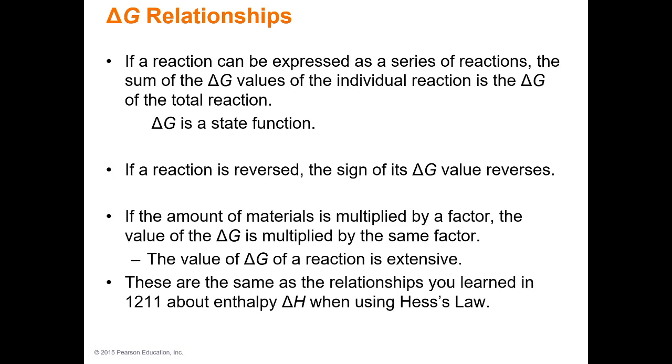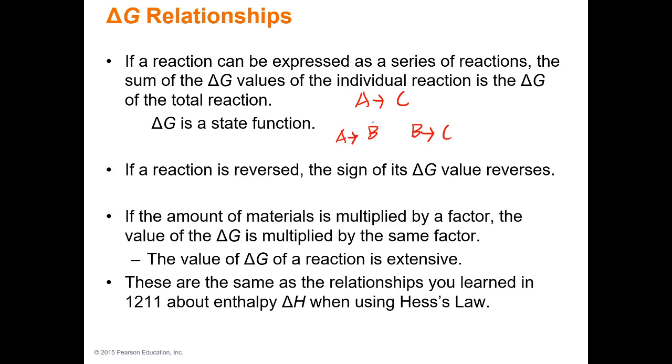Let's talk about some other things we can do with this. So what you can do with delta G is you can express it instead as a series of reactions, where the sum of the delta G values of those individual reactions is the delta G of the total reaction. So initially it sounds like, okay, you just said a bunch of words that don't mean much. I'm hoping you remember your 1211 Hess's law. It's the same idea. So what we're meaning is, let's say I have a reaction, A goes to C. But I also know A going to B and B going to C happen as well.